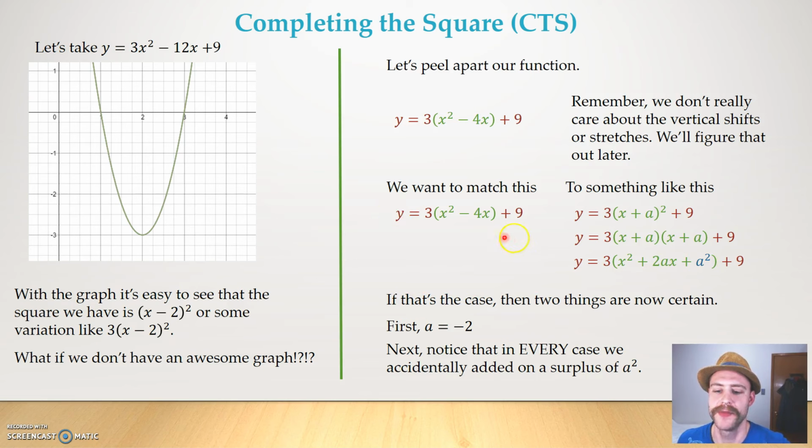If this is the case, so if we want this thing to match this bottom equation here, then two things are now certain. First, a has to be -2. Because this x term has to be equal to this x term, a has to be -2. It's forced. There's not more than that one option. The next thing is that in every case, we're always going to accidentally add a surplus of a squared. So these things aren't actually equal right now. So this thing, we want to match to this, it's not actually equal right now. We're going to have to subtract this a squared because it's surplus right now.